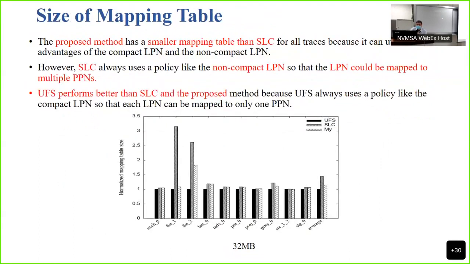UFS will use the small mapping table because it always uses compact LPN. So the data of the same LPN will not scatter to different PPN. So its mapping table will be small. But our method will be between UFS and SLC.